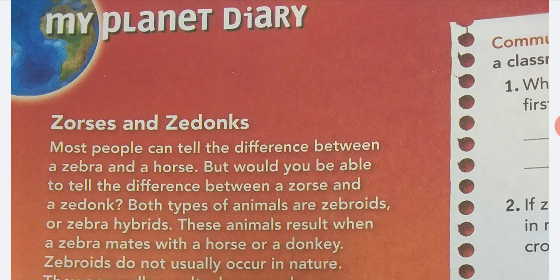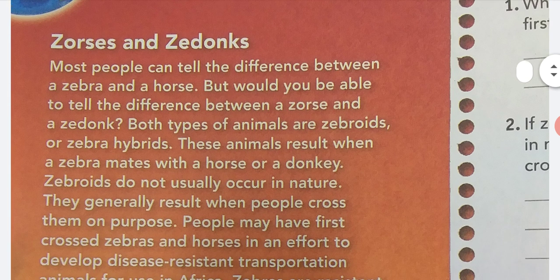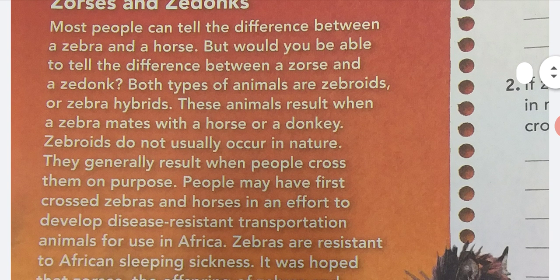This is Lesson 3, Advances in Genetics. My Planet Diary: Zorses and Zedonks. Most people can tell the difference between a zebra and a horse, but would you be able to tell the difference between a zorse and a zedonk?